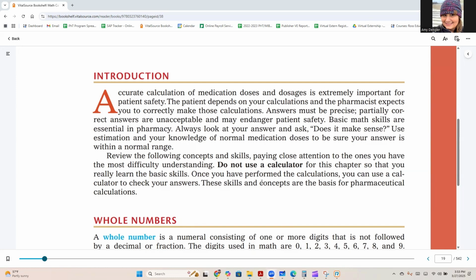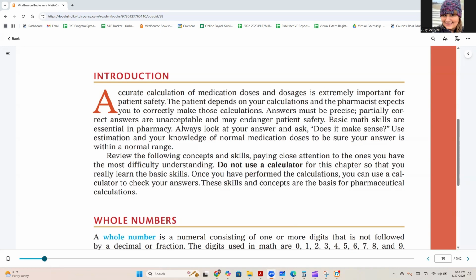Review the following concepts and skills, paying close attention to the ones you have the most difficulty understanding. And you can ignore where it says do not use a calculator for this chapter, because you can use a calculator on the PTCB exam or the NHA exam, whichever one you take. You can use a calculator on all of your homework assignments. So this is just saying not to use a calculator so you can really test your basic math skills.